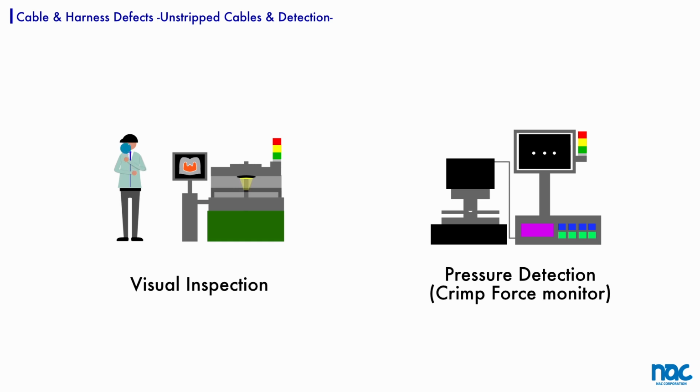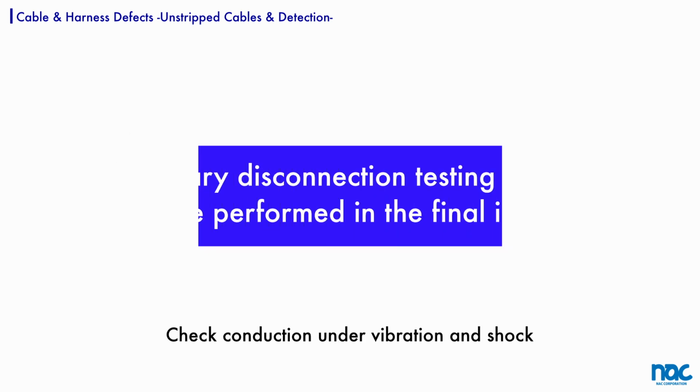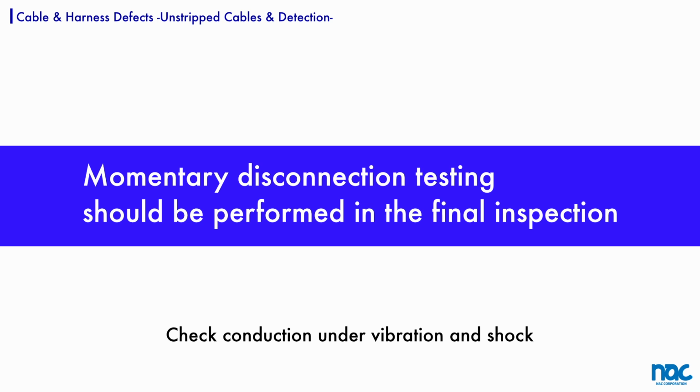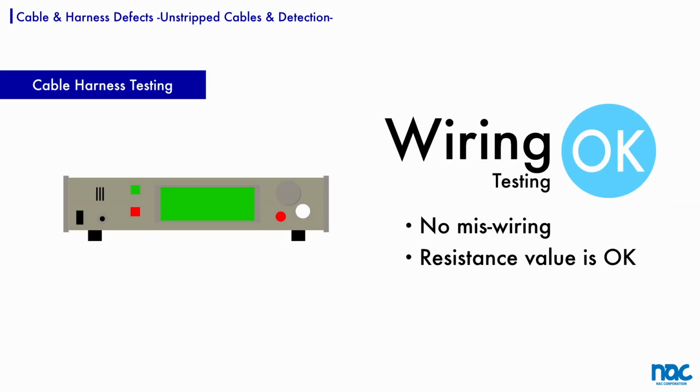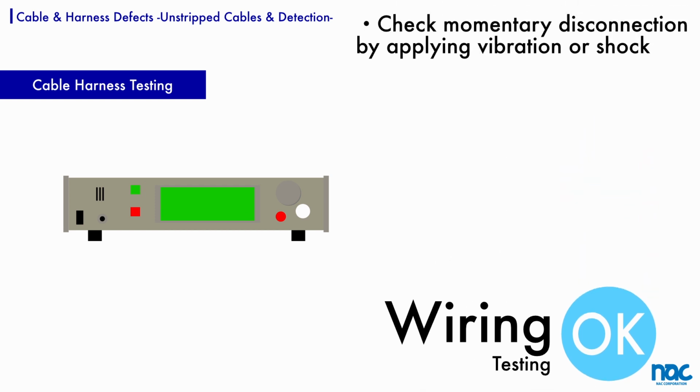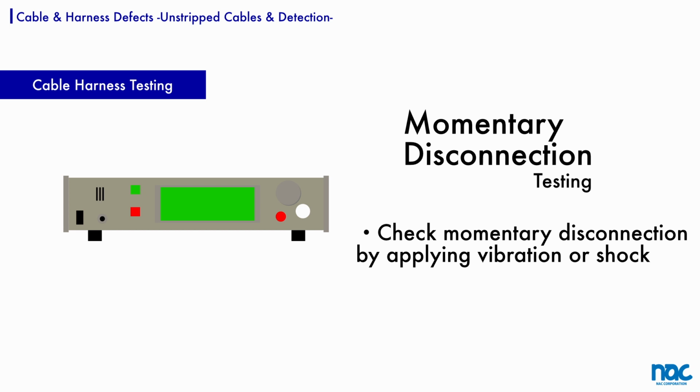Examples of unstripped detection methods include visual inspection and pressure detection. In the final inspection of a completed cable harness, perform momentary disconnection testing with a cable harness tester. It determines whether continuity is actually maintained under vibration and shock conditions.